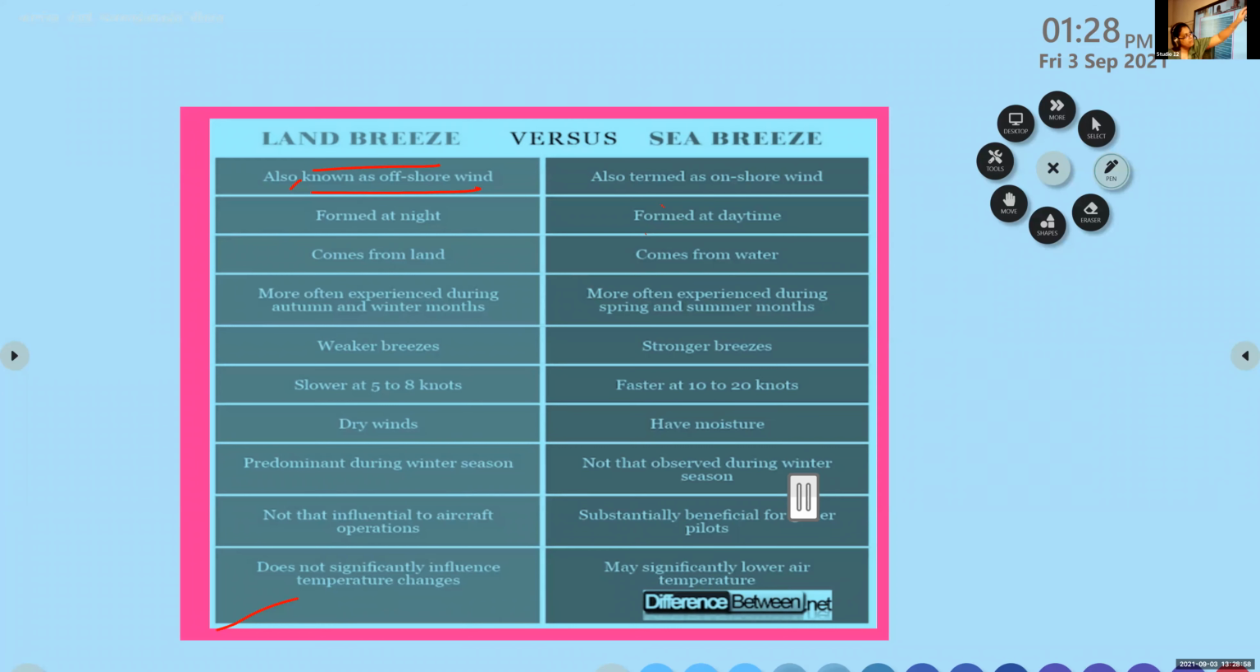Okay, yes. Fidel, can you read again the land breeze points? Yes, ma'am. Also known as offshore wind, formed at night, comes from land, more often experienced during autumn and winter months. Weaker breezes, slower at 5 to 8 knots, dry winds, predominant during winter season. Not that influential to aircraft operations. Does not significantly influence temperature changes.